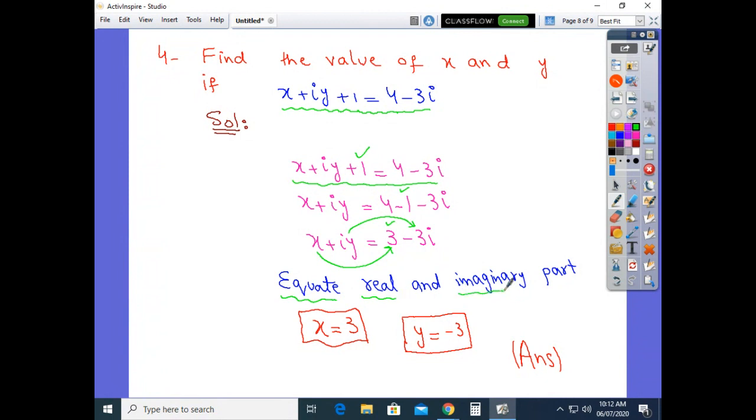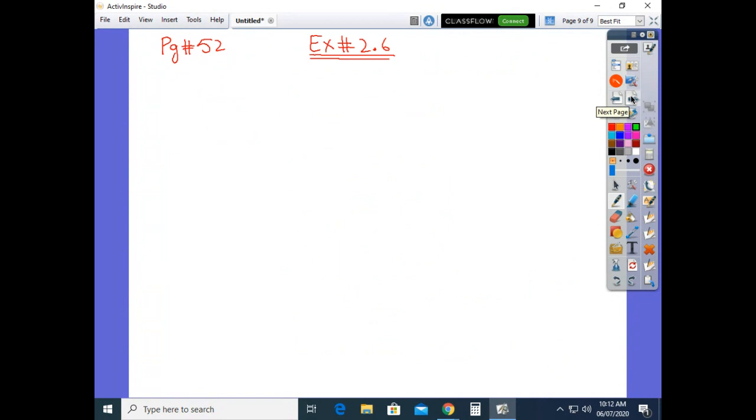What is the real part on the left hand side? The real part is x, and what is the real part on the right hand side? The real part is 3. Therefore x becomes 3. Similarly, we equate the imaginary part: on the left hand side it is y, and the imaginary part on the right hand side is negative 3. Therefore we have the values of x and y. Now we move on to the next exercise, which is 2.6.